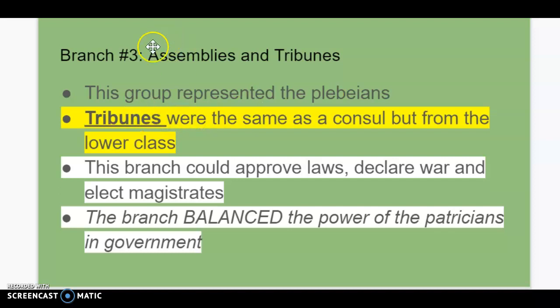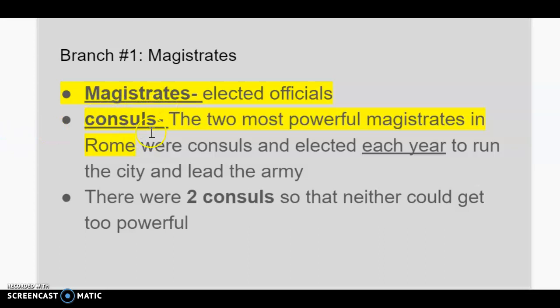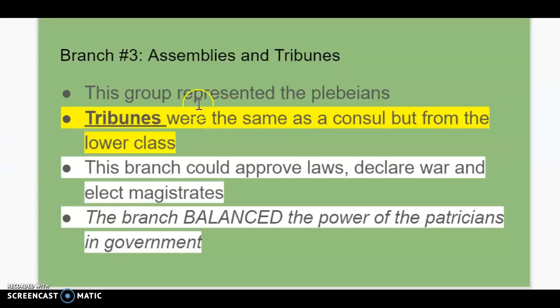And so they're called assemblies and tribunes. The assemblies are just the councils, the groups of plebeians that come together to discuss different things. But this idea of a tribune, this title of this person, tribune, is the same as a consul. It's the same as an elected magistrate in the first branch, a consul, only the consul comes from the upper class, and the tribune is a consul for the lower class.